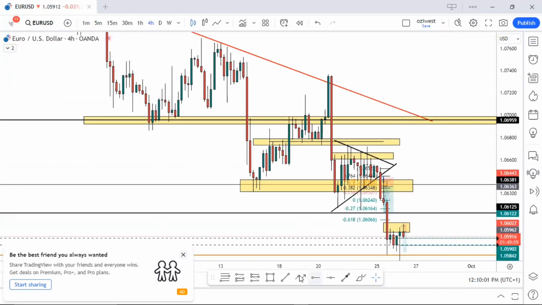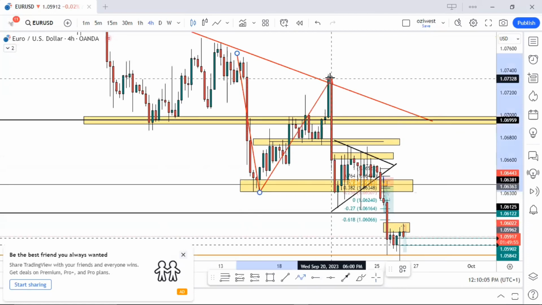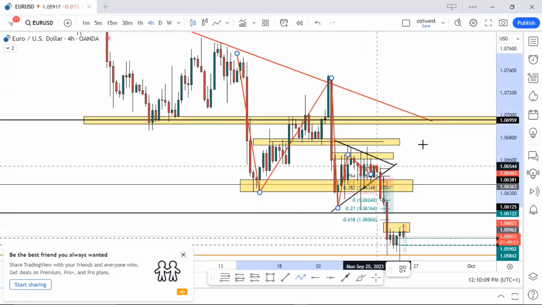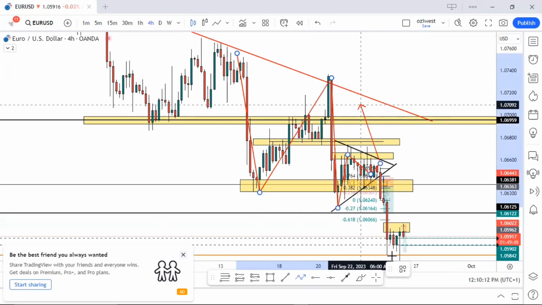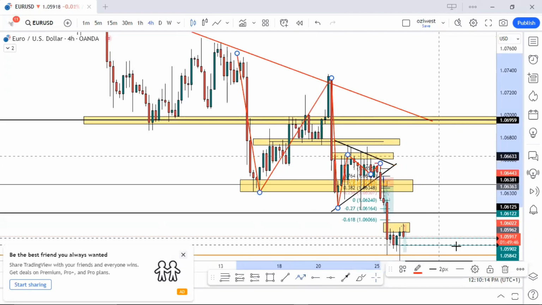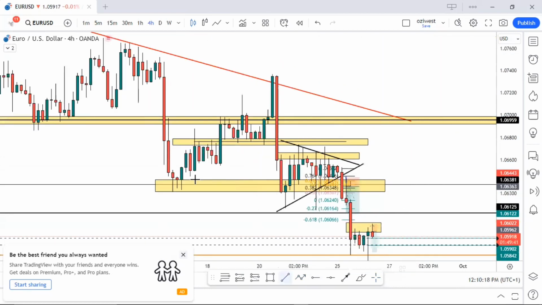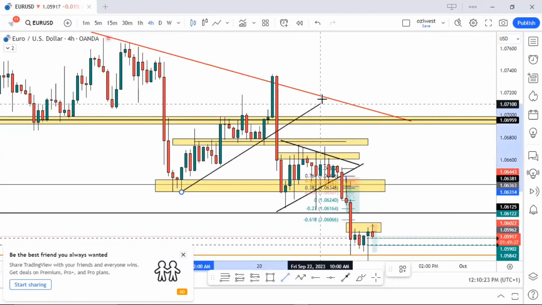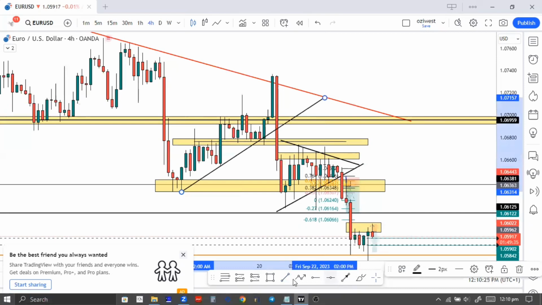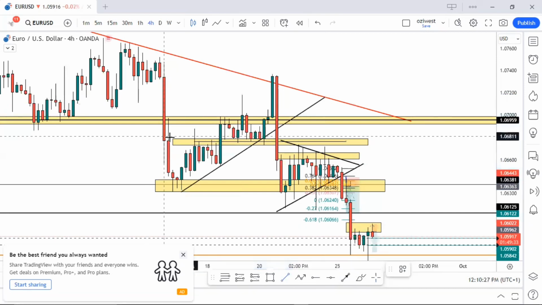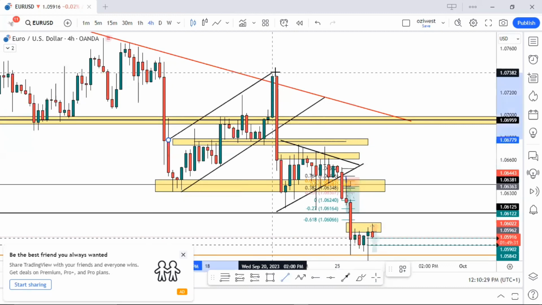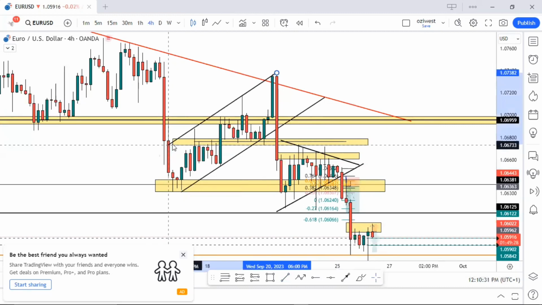So we already know that we're in a downtrend. Price has been forming lower lows, lower highs, consolidated. So we're expecting price to continue pushing downwards. And even if you use your trend line, you notice that price gave us this right here.